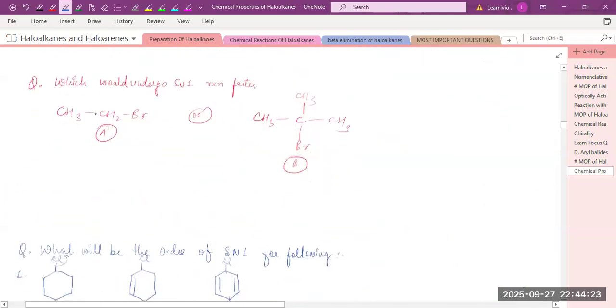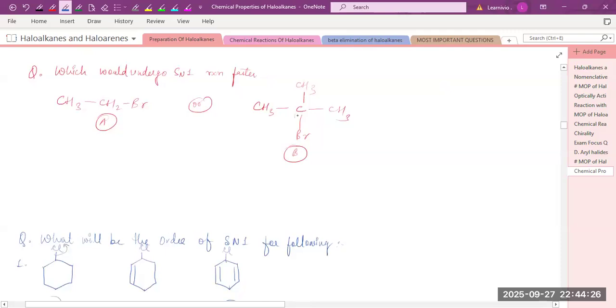Now, based on these points, these are very, very important. Now, let's do some questions. First question. Just try this, Ali. Which would undergo SN1 reaction faster, A or B? First, try it by yourself. Try to make the carbocation: remove the halogen group, and make the carbocation.